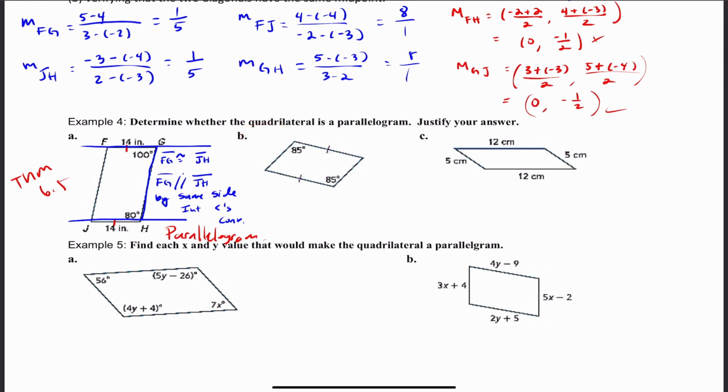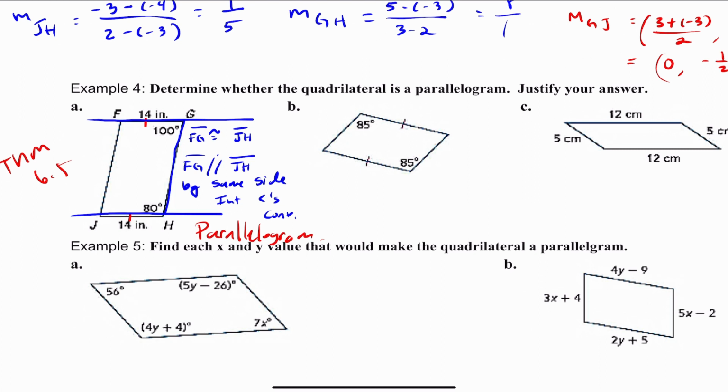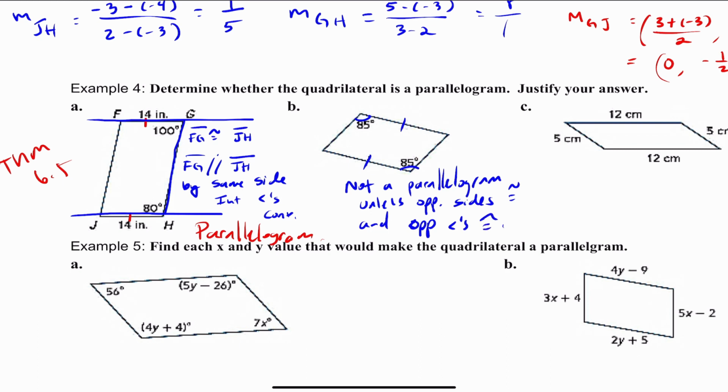B. We can see that this is a quadrilateral. Is it a parallelogram? Well, I know that these angles here are congruent, and then these sides here are congruent, but I cannot assume that these angles over here are congruent and these sides over here are congruent. I cannot assume that. I'm going based on what is given. So it's not a parallelogram unless those opposite sides are congruent and the opposite angles are congruent as well. I cannot assume that this is a parallelogram. Not enough information to deal with.